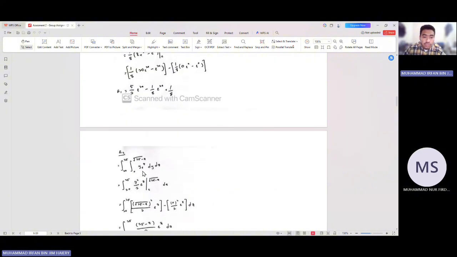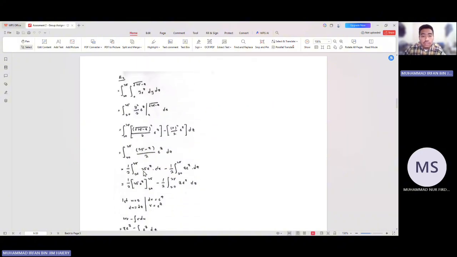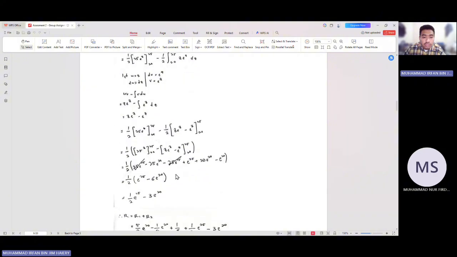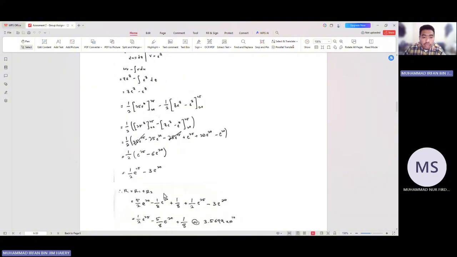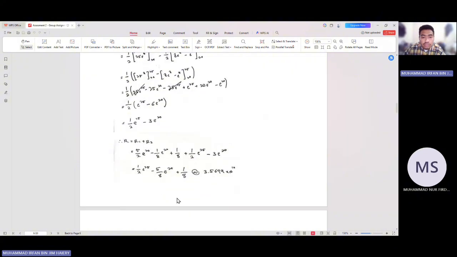For region 2, we do the same thing, the same work as region 1. After that, we got this answer. As we separated the regions, we just combine them back together. Then we got this answer.